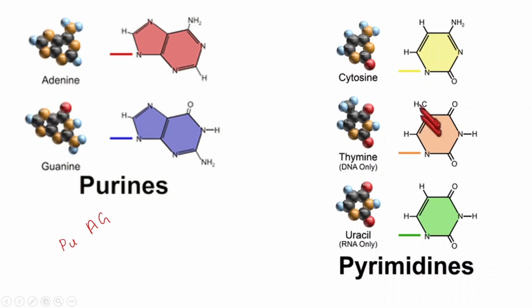But pyrimidines are single ring structures. And which are the pyrimidines? Cytosine, thymine, and uracil. We need to notice that uracil is present only in RNA, and thymine, sorry, can be seen only in DNA. Okay, so that's it.